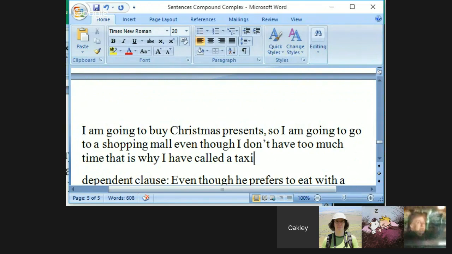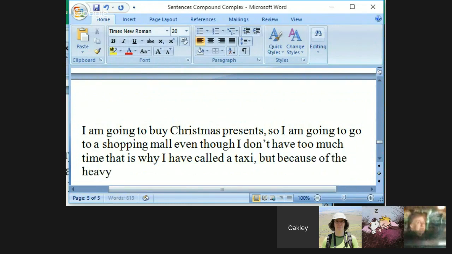Ken, can you add another clause here? But because of the heavy traffic, I have been waiting for taxi. No, no, no, sorry. Heavy traffic. The taxi has not reached here yet. Okay, what do we got here? All right, connective but because.